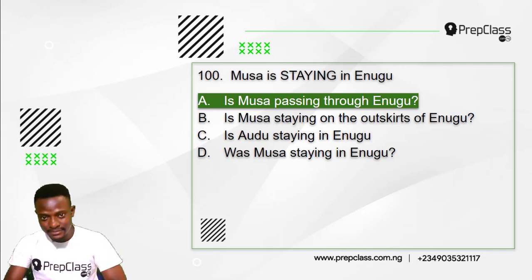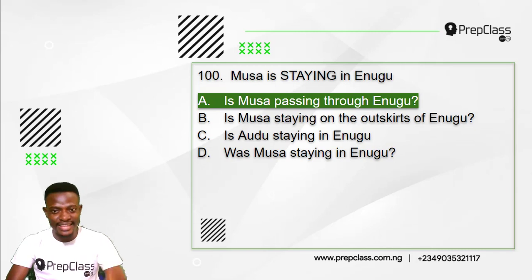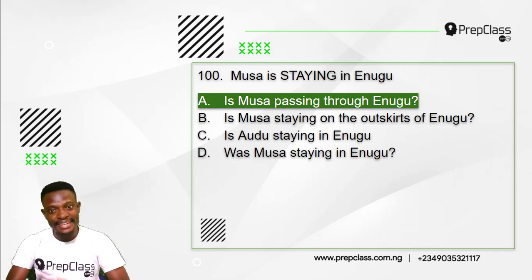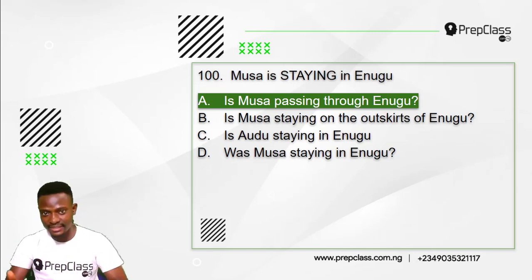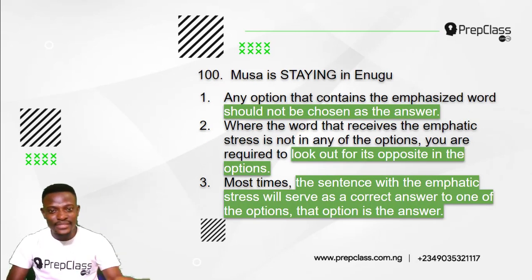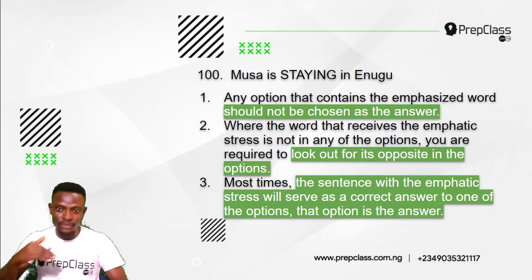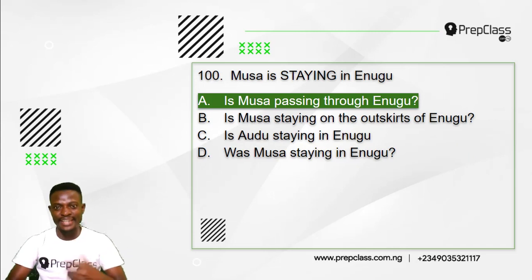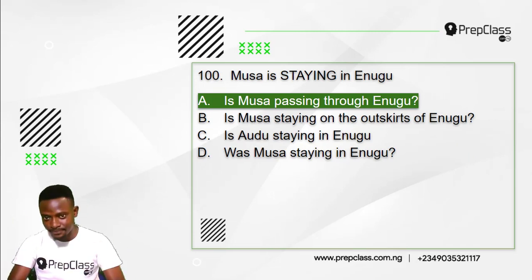Remember, rule 1 states that any option that contains the emphasized word should not be chosen as the answer. Options B, C, and D contain staying, which is the emphasized word. So they cannot be chosen as the answer. Rule number 2. If we have any option that does not contain staying, which is the emphasized word here, we have to look out for its opposite in the options. Now, the opposite of staying is passing. If you're not staying, you are passing. So the answer is option A.